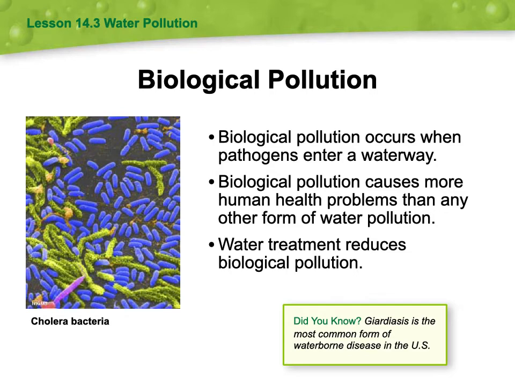Biological pollution is kind of a nasty thing to think about. Usually, this type of pollution occurs in the form of pathogens and how pathogens will enter a waterway. A lot of the times, those pathogens hitch a ride on feces, so it could be human waste, could be livestock, could be wildlife waste. This pollution causes more human health problems than any other form of water pollution, as you can imagine, and water treatment is usually one of the ways to reduce biological pollution.